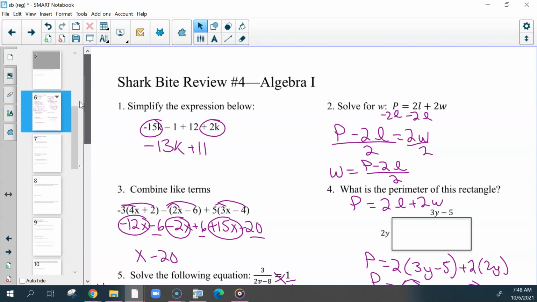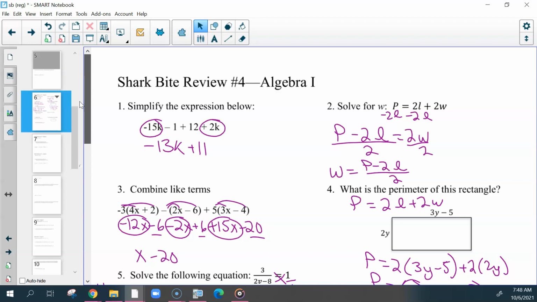Number 2, that's going back to when we were solving literal equations. So getting w by itself. One way to do this is to subtract this entire term 2l to the other side, divide everything by 2, and you would get that entire fraction p minus 2l.